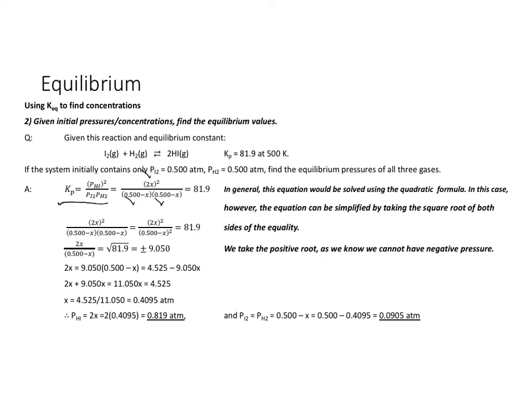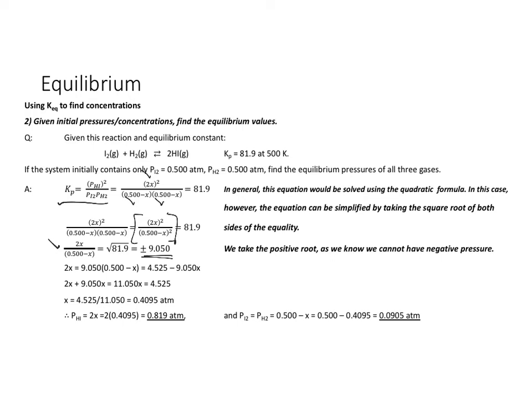In this case, however, we note that the left-hand side of the equation is a perfect square: 2x quantity squared divided by 0.5 minus x quantity squared. So I can simply take the square root of both sides. The square root of the left side is going to be 2x divided by 0.5 minus x. The square root of 81.9 is 9.050. I then have the simpler equation, and I can solve that algebraically.